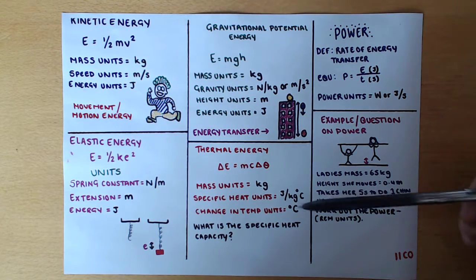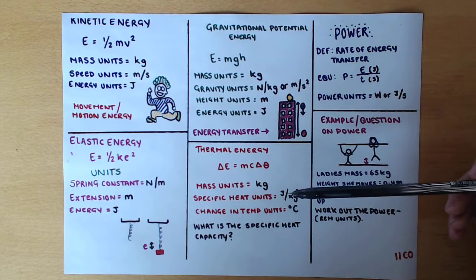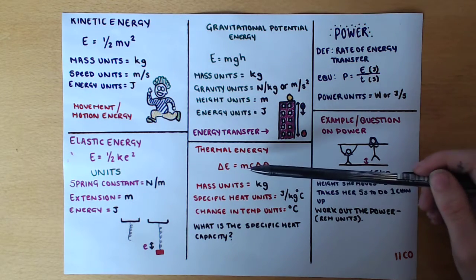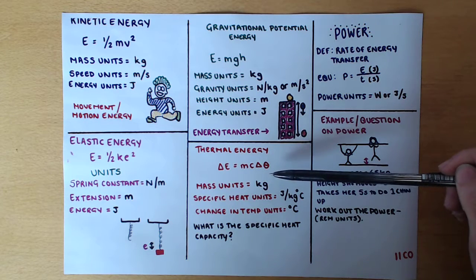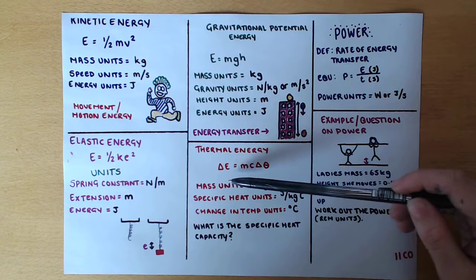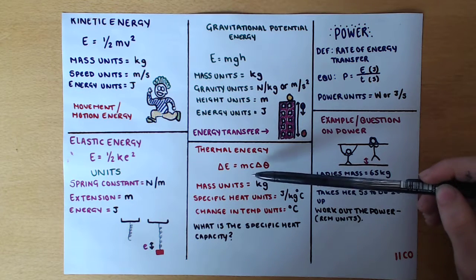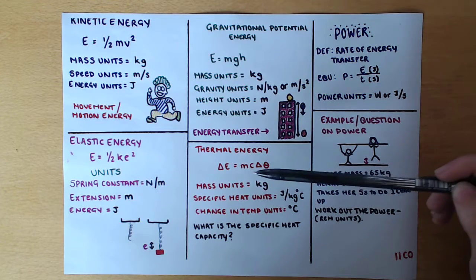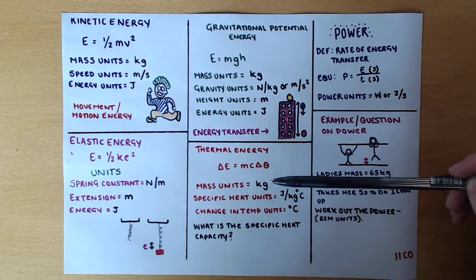Okay, let's move on to thermal energy. Now, thermal energy is the most tricky out of all of them, I think. It's given by this equation here. Delta E is equal to mc delta theta. Now, these deltas mean a change in. So that means a change in energy equals the mass times the specific heat capacity multiplied by the change in temperature.